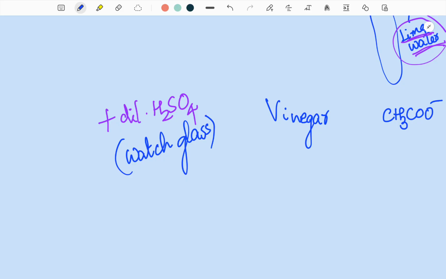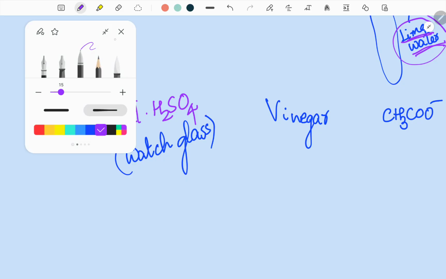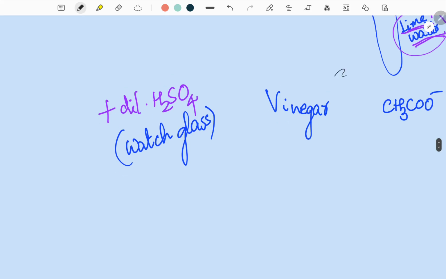Now, why are you getting a vinegar smell? What is the vinegar smell? The vinegar smell is because of the formation of ethanoic acid. Ethanoic acid or acetic acid is present in vinegar. So when you are getting the vinegar smell, it is actually because of the production of acetic acid. So why do you think this is happening?